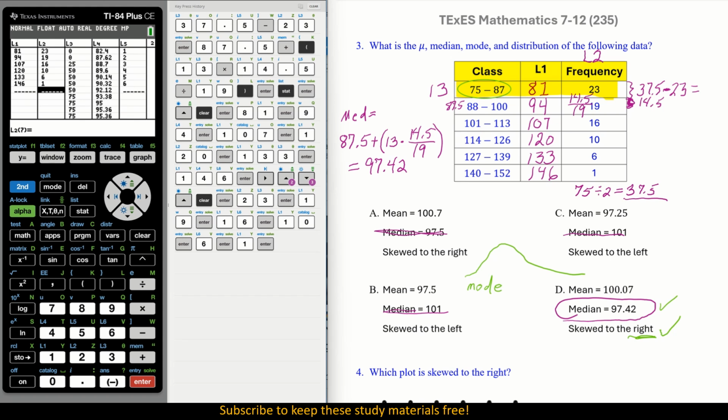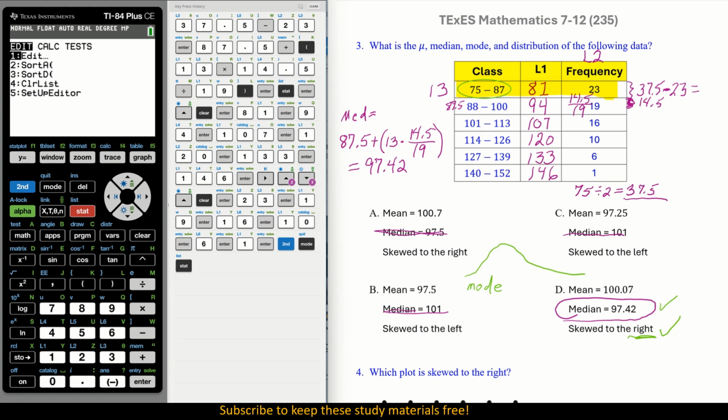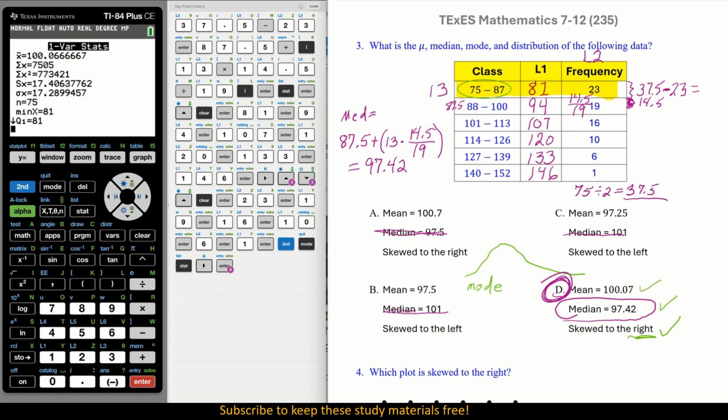Okay. All right. So now we need to back out, second mode, push that again, arrow over to calc, and we're using one var stat and enter, and it's already populated with our list and our frequency of L2. So go enter, enter, and enter again. And looks like there's our mean. And they, of course, have rounded that value. Excellent. So that means that we have everything correct. And the option we need is D.